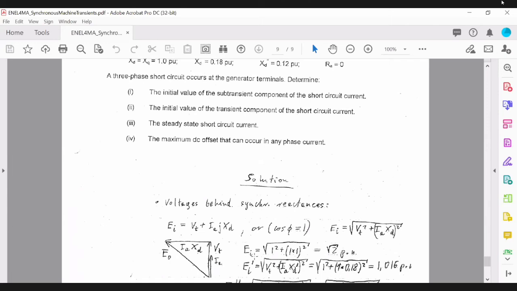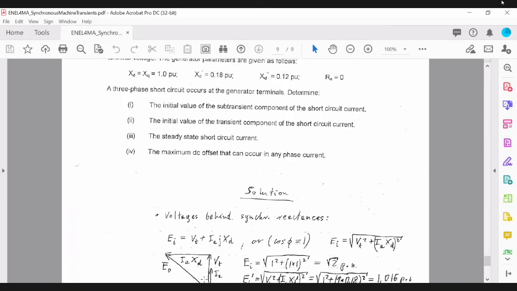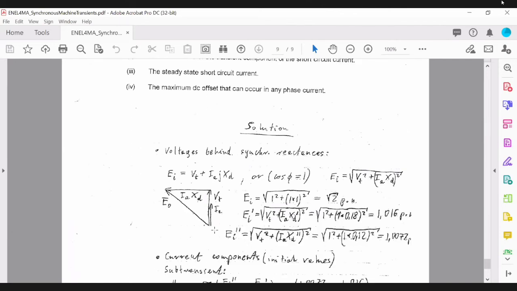So that's the voltage behind the steady state value of your synchronous reactance, which is XT. Okay, so now you extend the same equation here, basically to include the transient period and the subtransient period. So what will only change here is the value of XT.